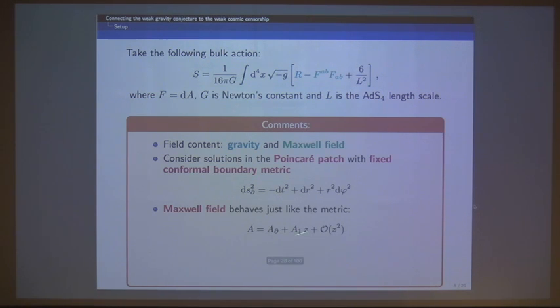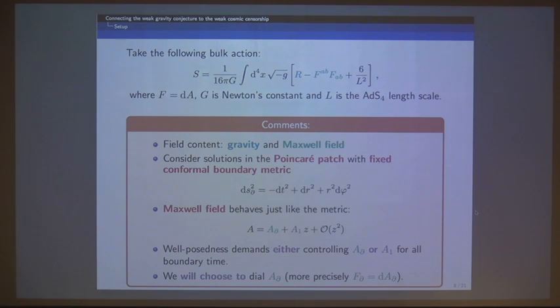Now, you also have a gauge field, so that means that you also have to specify one of the two decays of the gauge field as you go to the boundary. So either specify the chemical potential at the boundary, or you specify the charge density in order to be able to do the time evolution in AdS. Here, we're going to dial the chemical potential at the boundary. That's the same as dialing the electric field at the boundary of AdS.